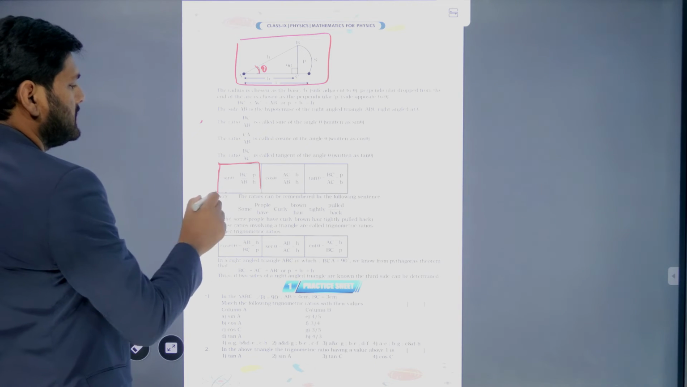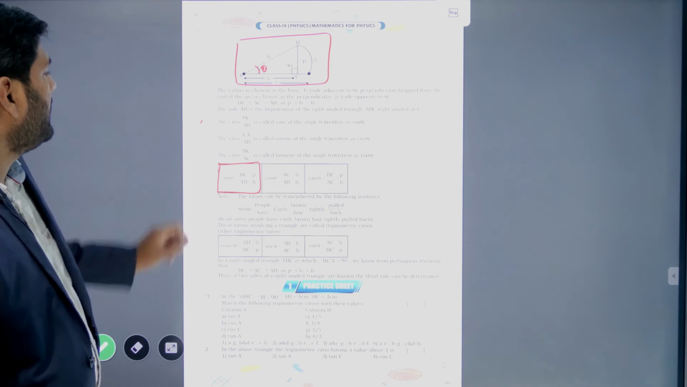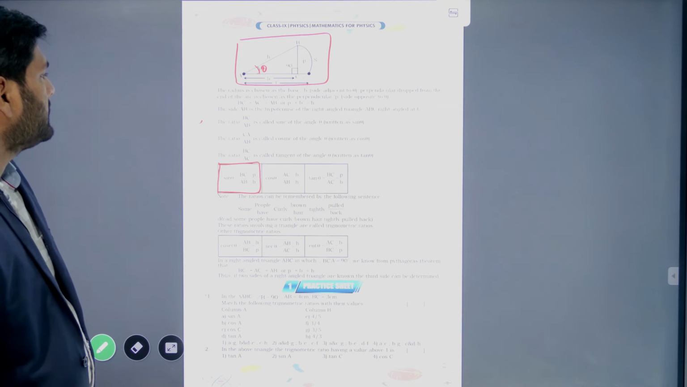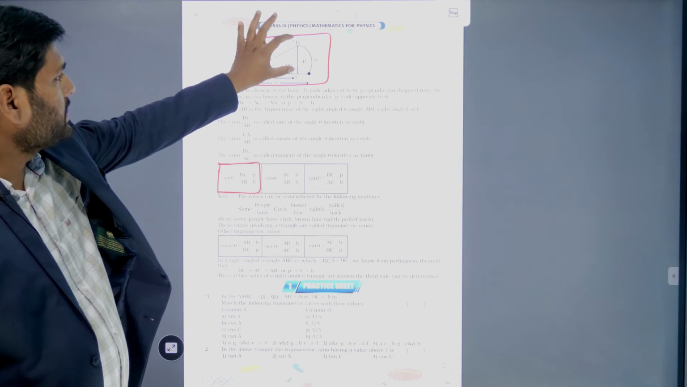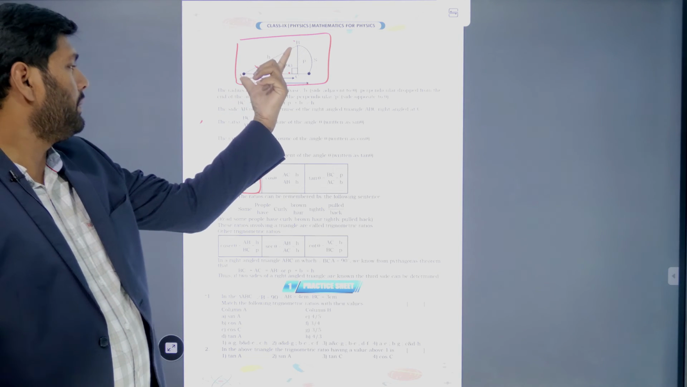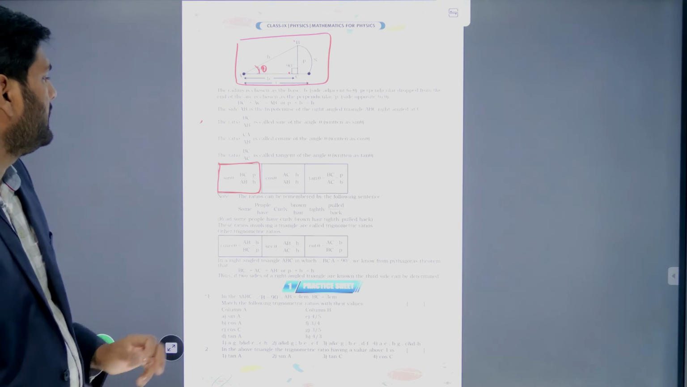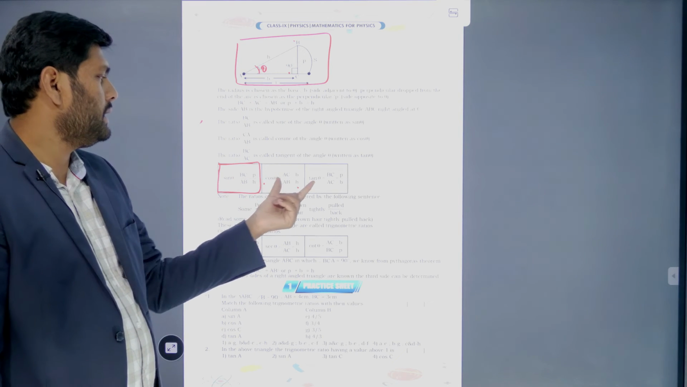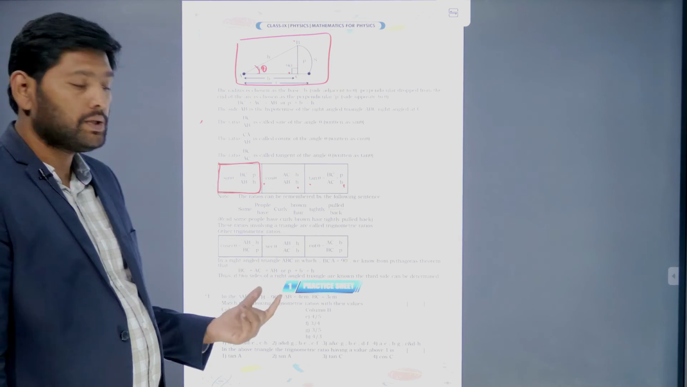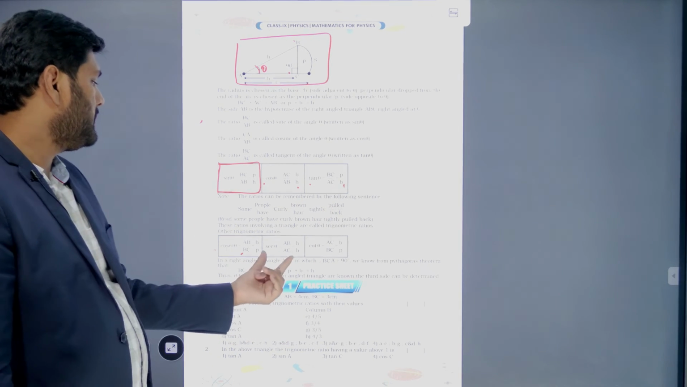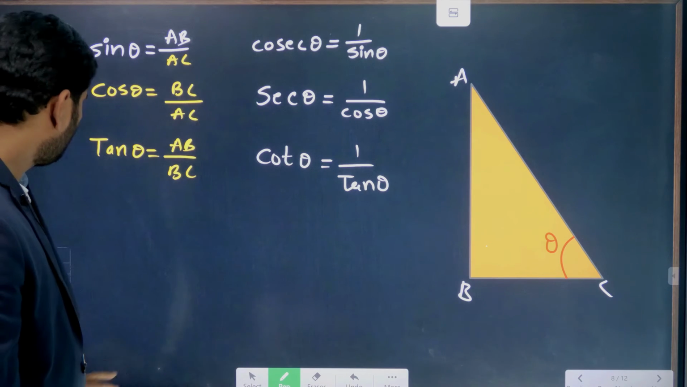According to that situation, sin theta is nothing but what? Opposite side by hypotenuse, actually. Opposite side is BC, and hypotenuse is AB. So that is the part we have written here. The same way cos theta, the same way tan theta. And here the reciprocals of those I also wrote: cosecant theta, secant theta, cot theta. Now see, I'll give some questions to you.